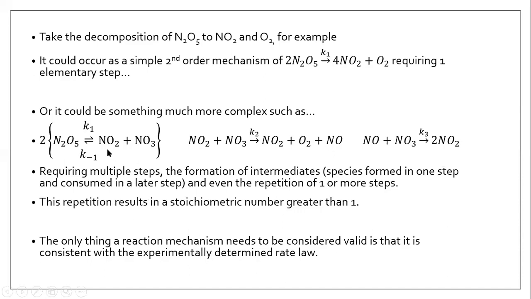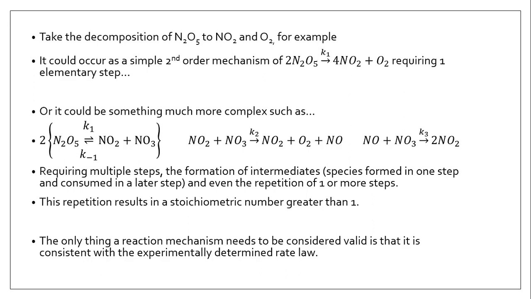This repetition right here results in a stoichiometric number greater than 1. We have to do that twice because we have 2 N2O5. The only thing a reaction mechanism needs to have in order to be valid is that it has to be consistent with the experimentally determined rate law. So this first one could be right, the second one could be right. How do we know which one's right? We're going to look at the data. It has to match the data.